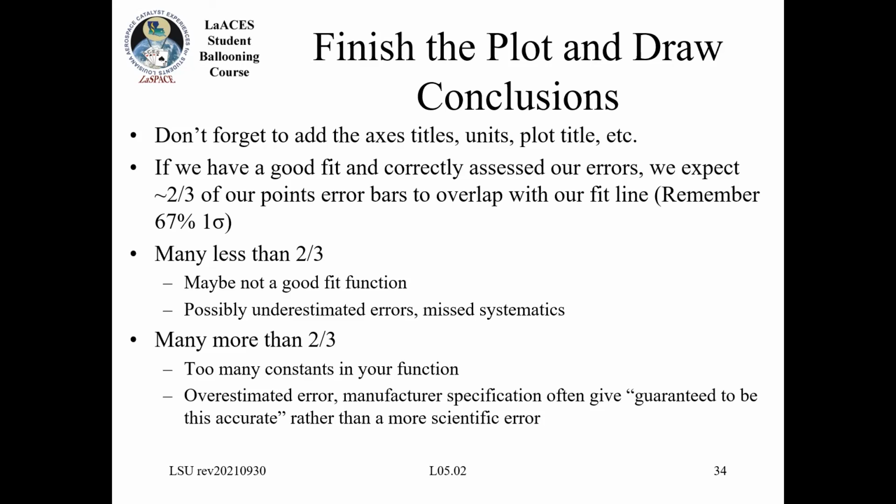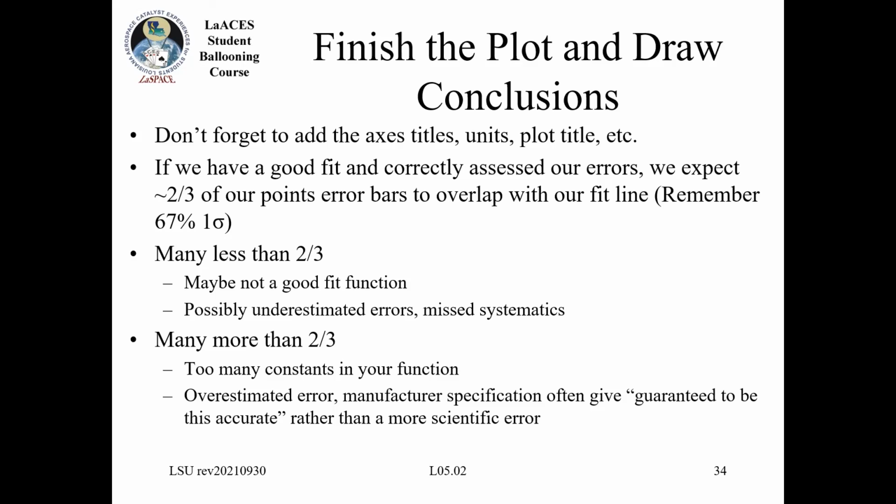But also, if I have way more than 2/3 of my data points, for example, if all of my data points lie perfectly on the line, that might mean a few things. One, I might have too many constants in my fit, right? That's called overfitting. And as we talked about last time, if I pick a polynomial with enough constants in it, I can always make that polynomial go exactly through every one of my data points. But it could also mean that you have overestimated your error.